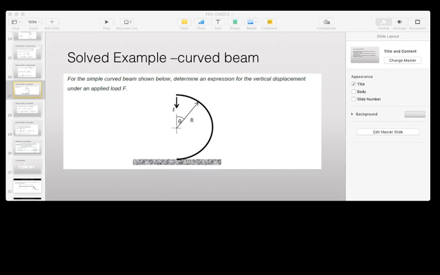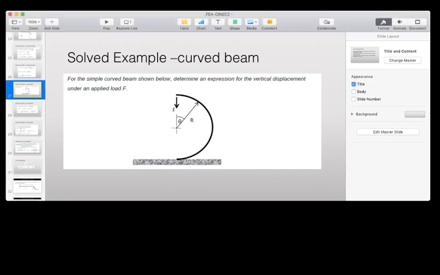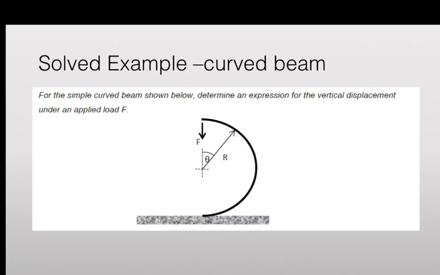Let us start this solved example of a curved beam. For the simple curved beam shown below, determine an expression for the vertical displacement under an applied load F. So as you can see, the beam is curved and a force F is applied at the top. So we take a general point which has an angle of theta, and the force applied is F and the radius of the curved beam is R.